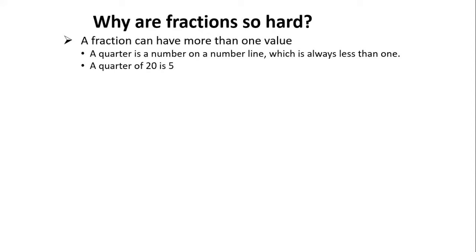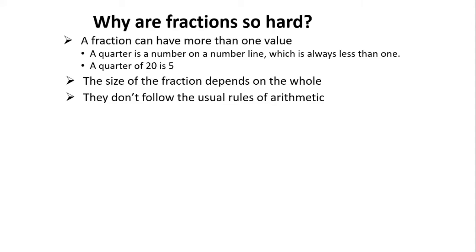So, for example, a quarter is a number on a number line, which is always less than 1, but a quarter of 20 is 5. Fractions are relational, so the size of the fraction depends on the size of the whole. 1/4 of 20 is not the same as 1/4 of 60. Fractions do not follow the usual rules of arithmetic.